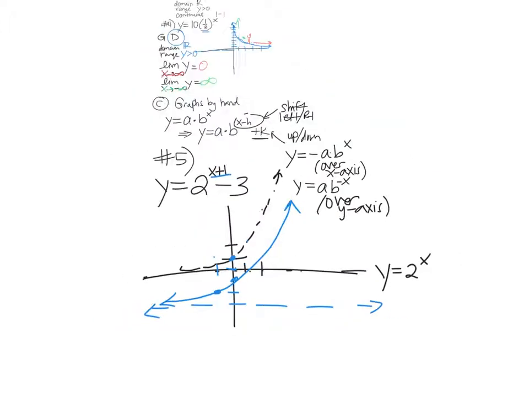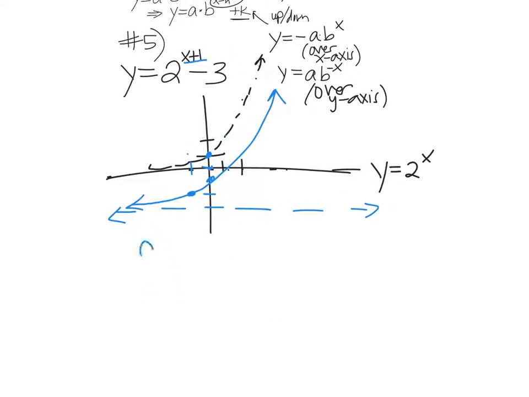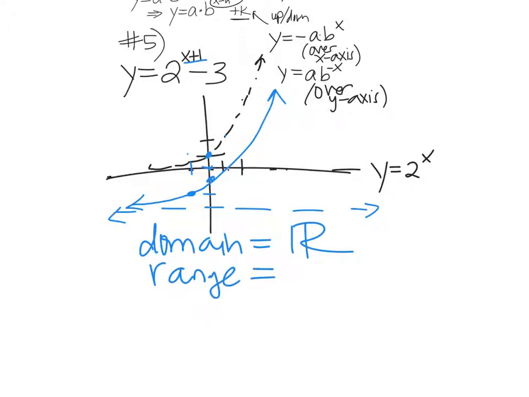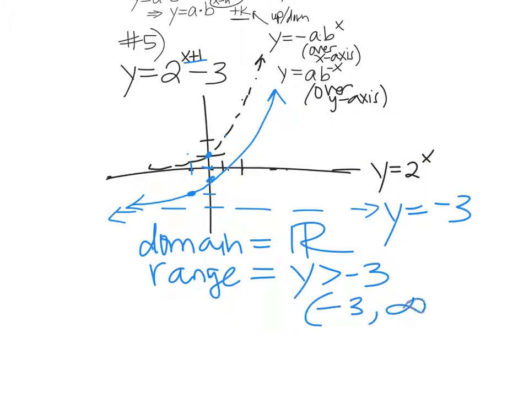Now let's talk about domain and range here, because a little bit's changed. The domain hasn't, like I said. The domain's going to be always all real numbers, because there's no restrictions on x for exponential functions. You can plug in negatives and fractions and decimals and anything you want. But the range is a little bit different. Do you see where my asymptote is? It's at -3, right? So it's everything above that. You can also write -3 to infinity. Don't include -3. That's an asymptote. It won't touch that line.